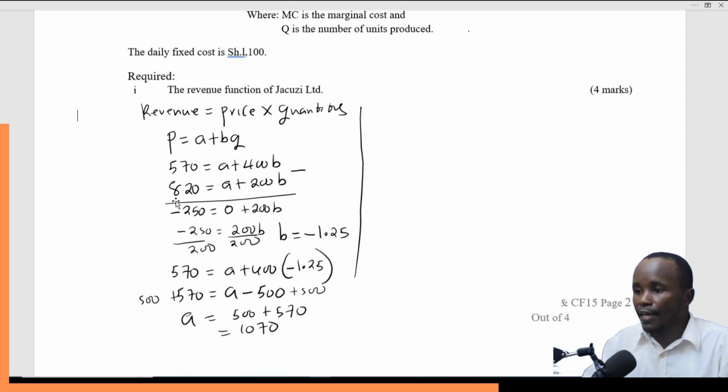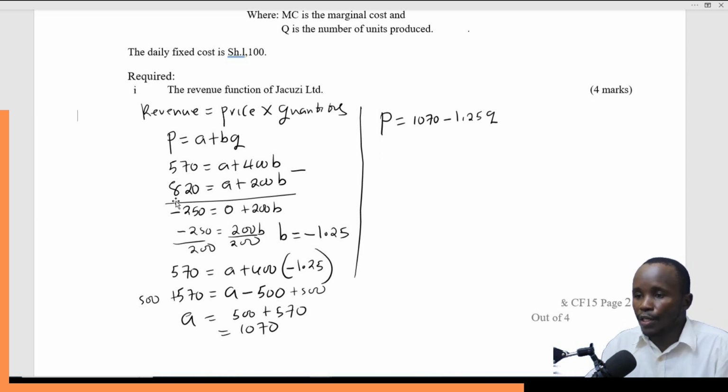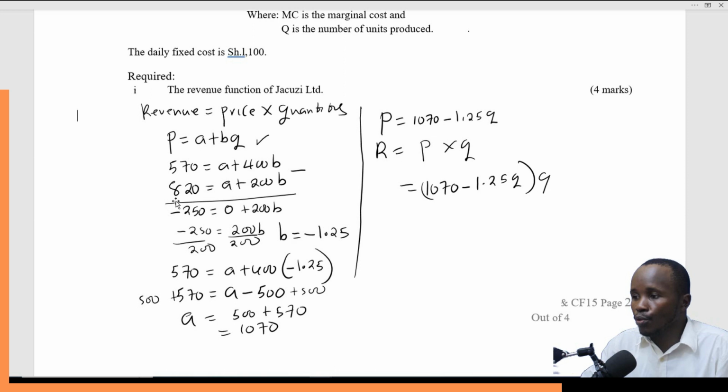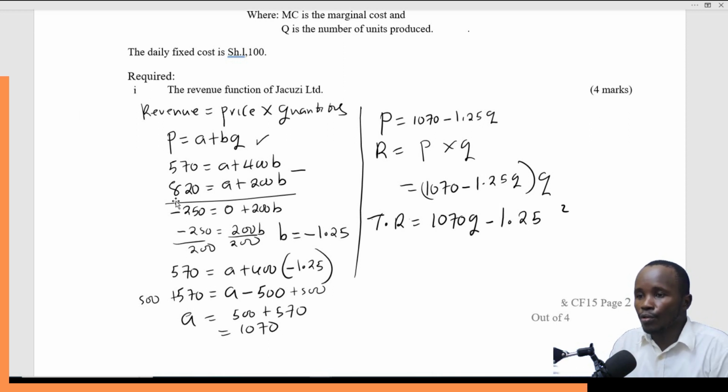This should now give us the equation. The equation for the price, substituting A and B, will be 1070 minus 1.25Q, because the equation for the price was A plus BQ. Finally, for me to get the revenue, it should be price times Q. Already I have the equation for the price, 1070 minus 1.25Q. I multiply this by Q, so the revenue function, the total revenue, will be 1070Q minus 1.25Q squared.